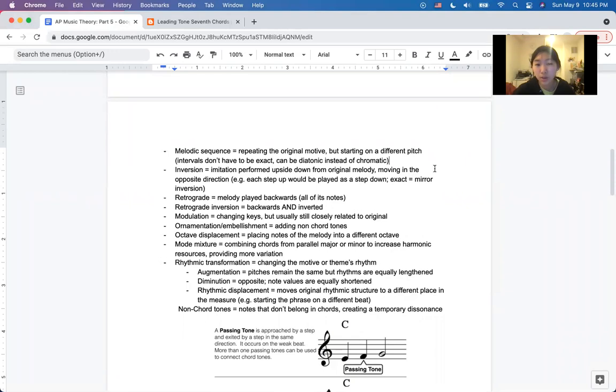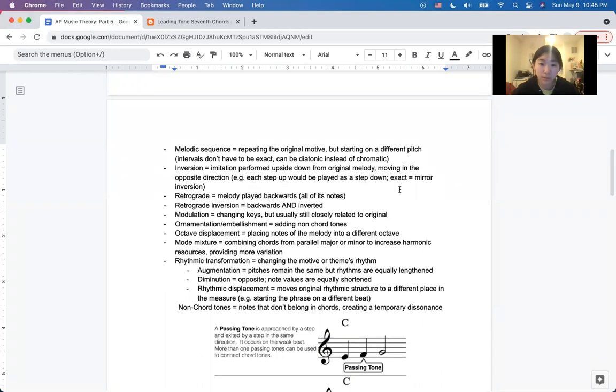Inversions, that's when you imitate, but you play the notes upside down from the original melody, meaning you are moving in the opposite direction. For instance, if you had an interval where you go 3 notes up, then that would be 3 down in the inversion, or each step up would be played as a 1 step down. If it's exactly that, that would be called a mirror inversion.